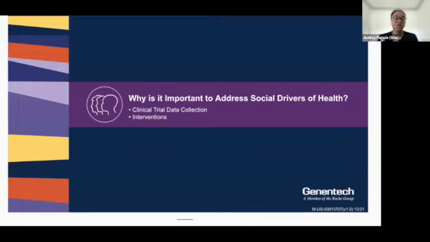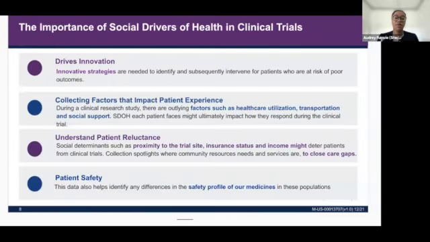But why is it important to address these social drivers? One, it drives innovation. So innovative strategies are needed to identify and intervene for patients who are at risk of poorer outcomes. Collecting factors that impact the patient experience can help with healthcare utilization, transportation, and social support that they might need when they're trying to be a part of a clinical research study, and also when they are trying to just go to the hospital or get regular preventative care.